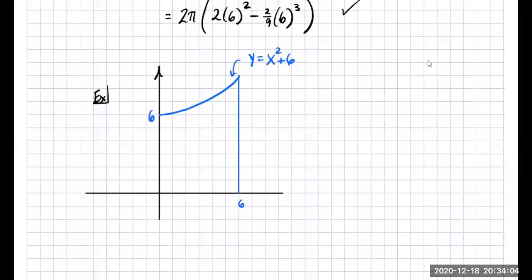Let's suppose that we have this region that's bounded by the 4 equations, y equals x squared plus 6, so the squaring function shifted up 6 units. And then we have the vertical line, x equals 6, and then the y-axis, and then the x-axis. And we're going to take this region and rotate it around the y-axis.